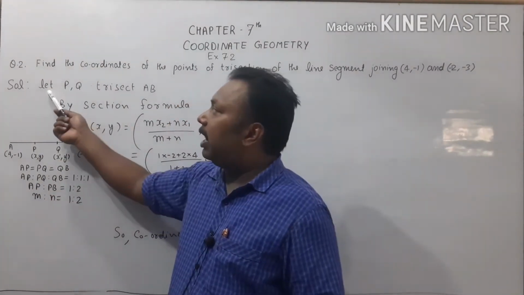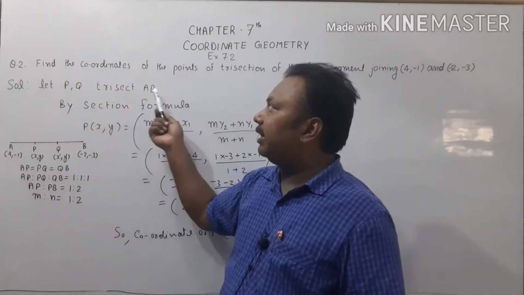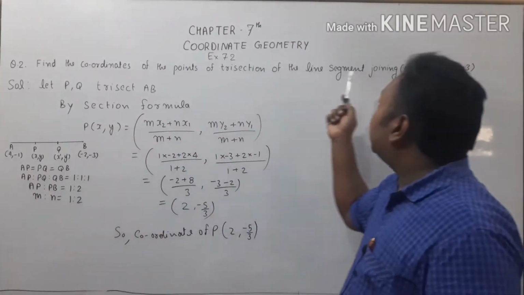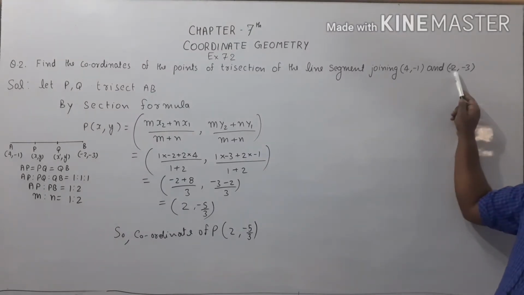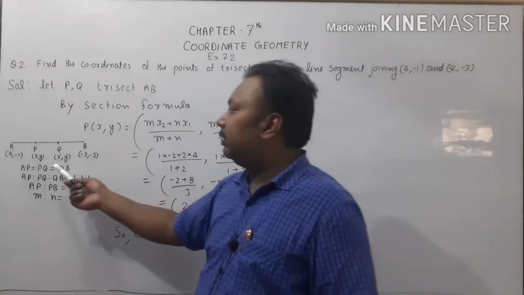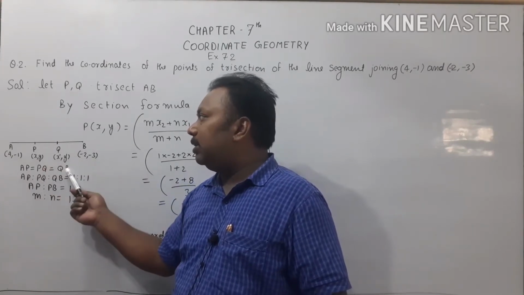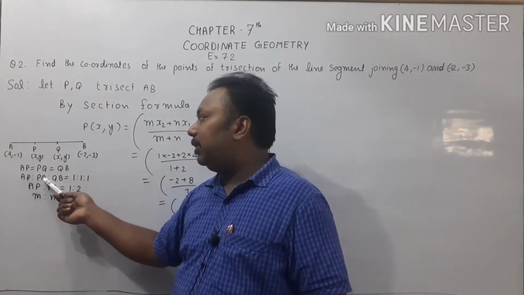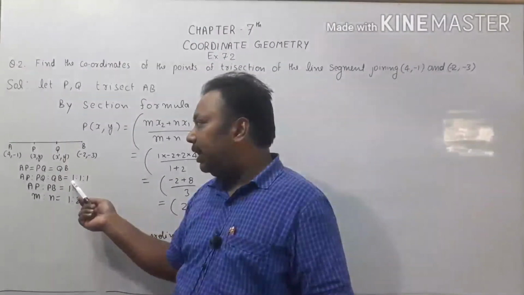We write down, let P and Q be the points of trisection. P and Q trisect AB. We draw a line AB. We write down the coordinate of A, that is 4, -1. We write down the coordinate of B, that is -2, -3. And we write AP equal to PQ equal to QB because it is given. These are the points of trisection and the ratio of AP, PQ, QB is 1:1 क्योंकि तीनों पार्ट इक्वल हैं तो सबके रेशियो कैसे आएंगे, इक्वल.